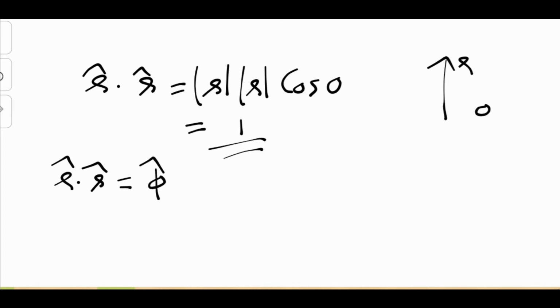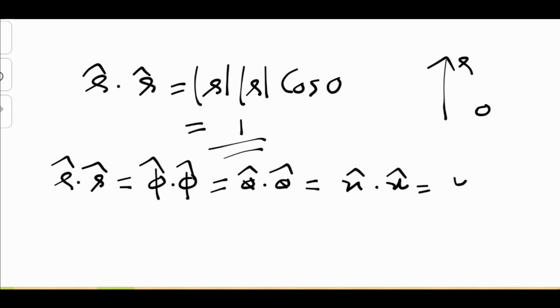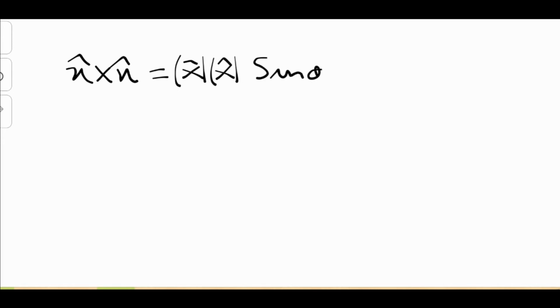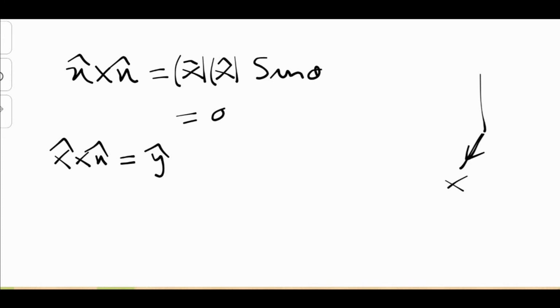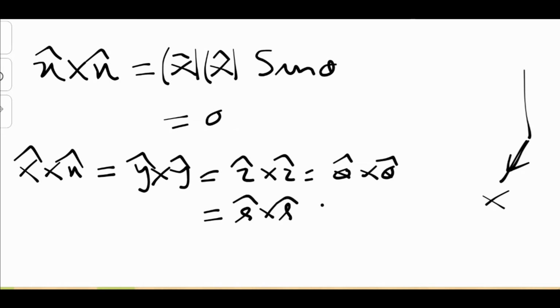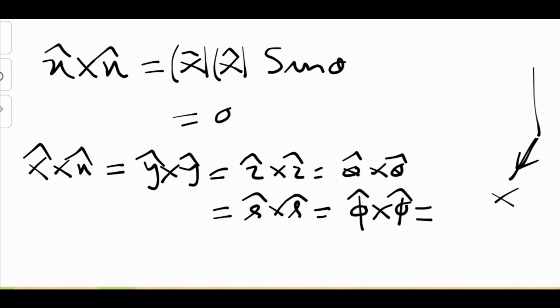So r dot r is equal to phi dot phi must be equal to theta dot theta, that must be equal to x dot x, that must be equal to y dot y, that must be equal to z dot z, which are all in the same direction. So it is equal to 1. So that's the unit vectors. So let's look at what is x cross x. So xx sine theta, theta is 0, so sine 0 is 0. So x cross x must be equal to y cross y must be equal to z cross z must be equal to theta cross theta, and that must be equal to r cross r must be equal to phi cross phi, that must be equal to 0, right?